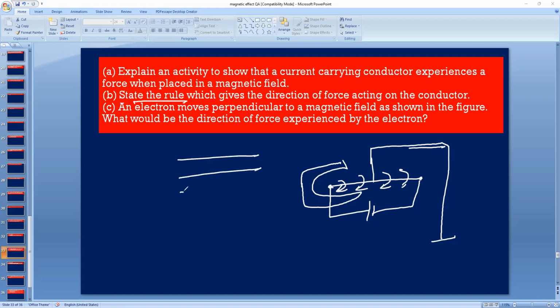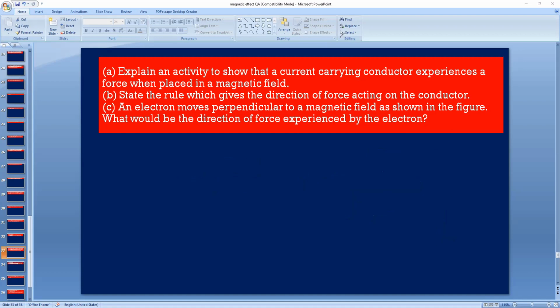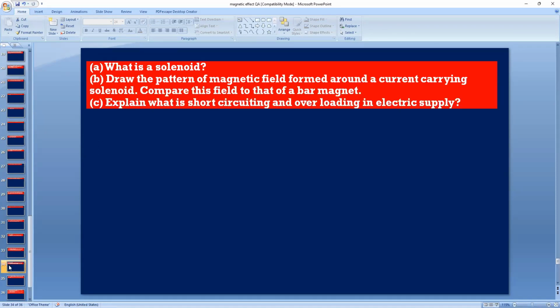Now there is a magnetic field. See question. The electron is moving. It experiences a force outwards of the screen, as per Fleming's left hand rule. Next question. Again, the same we have discussed.